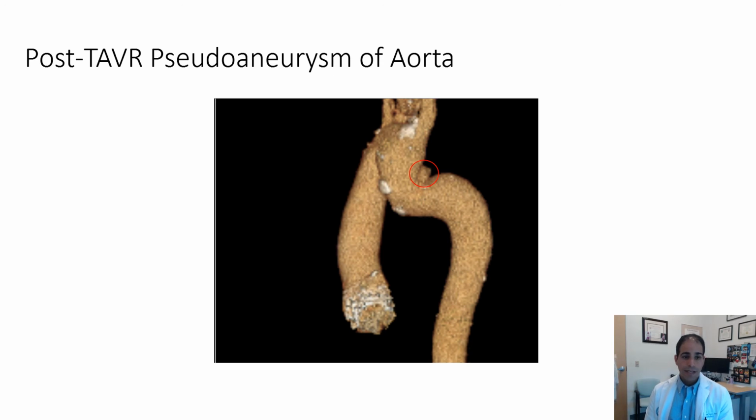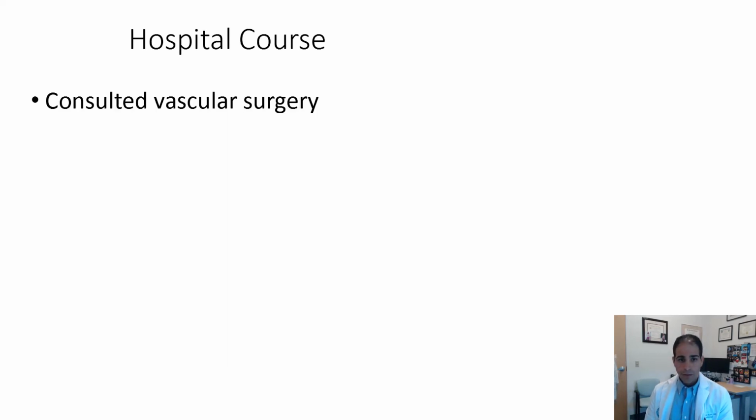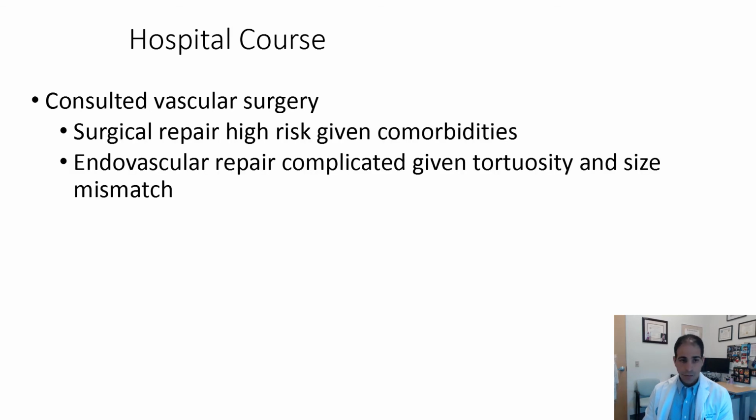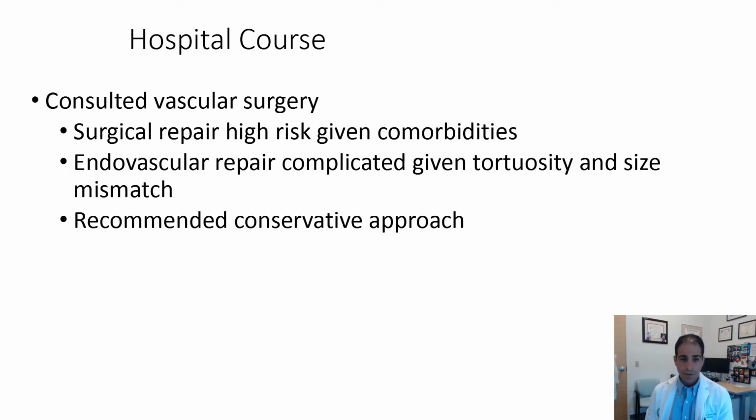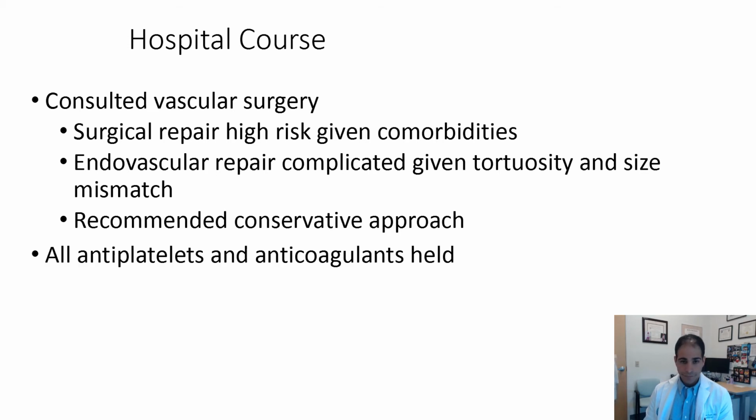The CT scan unfortunately demonstrated an area of pseudoaneurysm in one of the segments of unfolding of the aorta. We consulted vascular surgery, who unfortunately felt that there were limited treatment options given the patient's age, comorbidity, and vessel size mismatch. So they recommended a conservative approach. We held antiplatelets and anticoagulants.